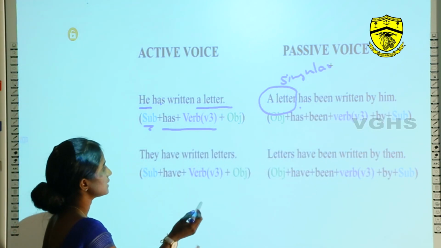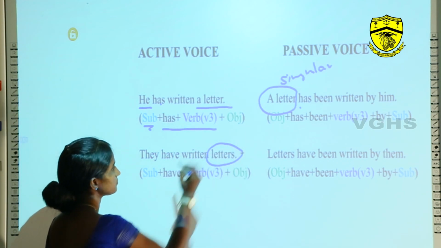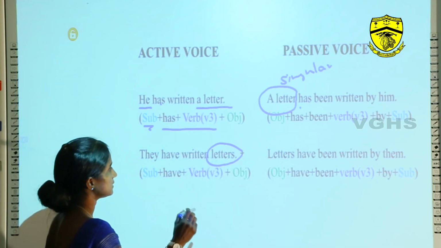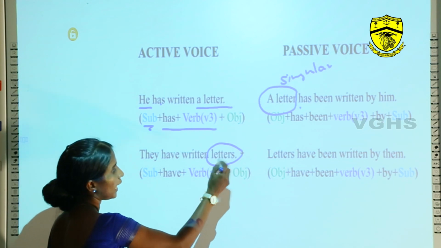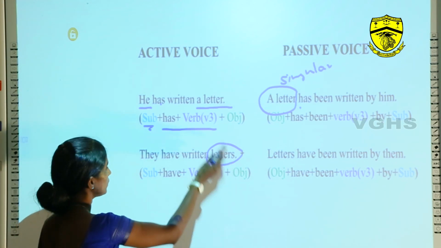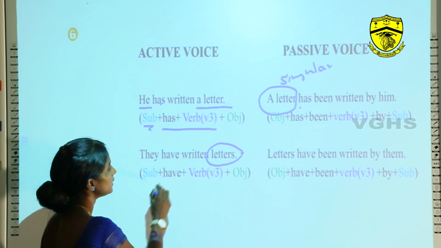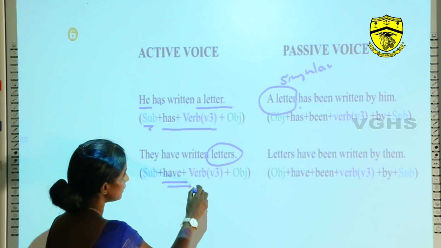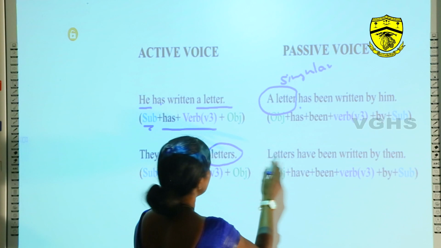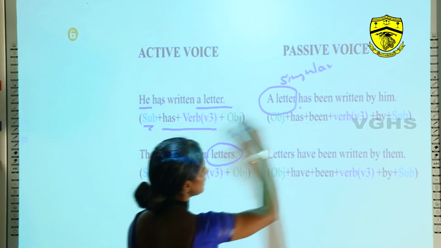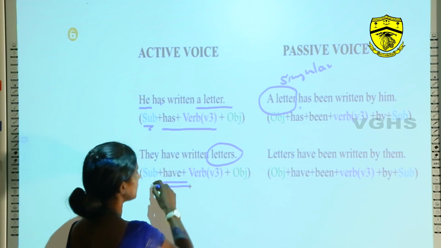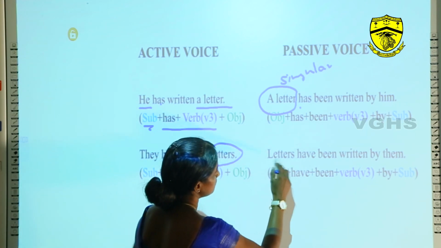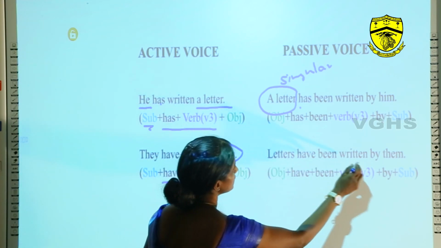Like this, we can see an example for plural objects. Here, they have written letters. Here letters is the object and it's plural, so it comes as the subject. We have to add have. Then been, then verb 3, then the object. Here, when we change into the passive, they becomes them, letters becomes the subject, and them becomes the object. Letters have been written by them.